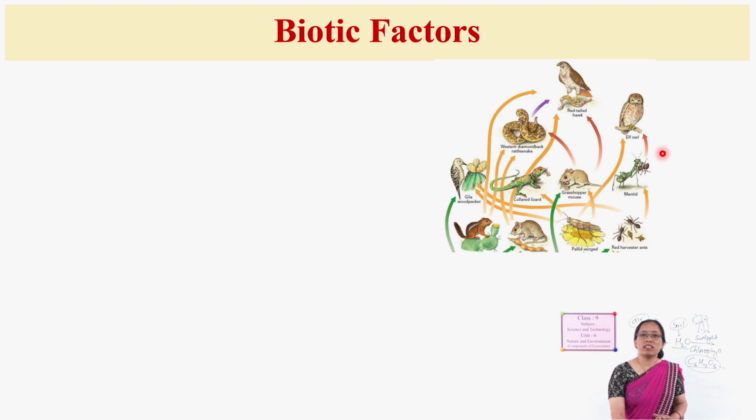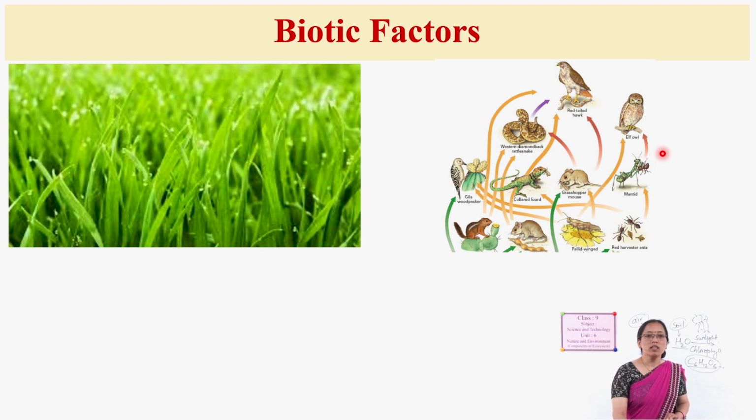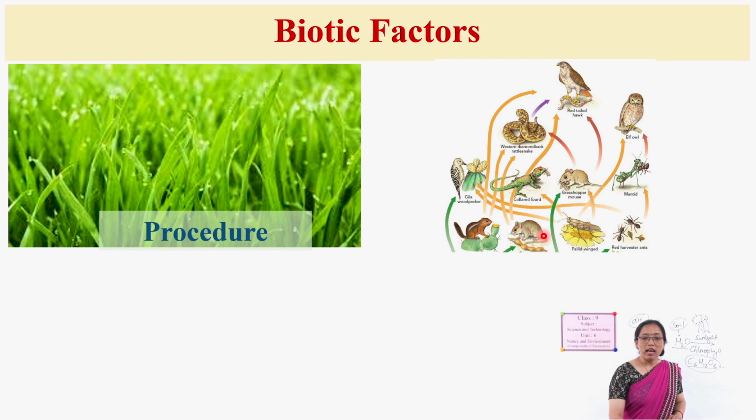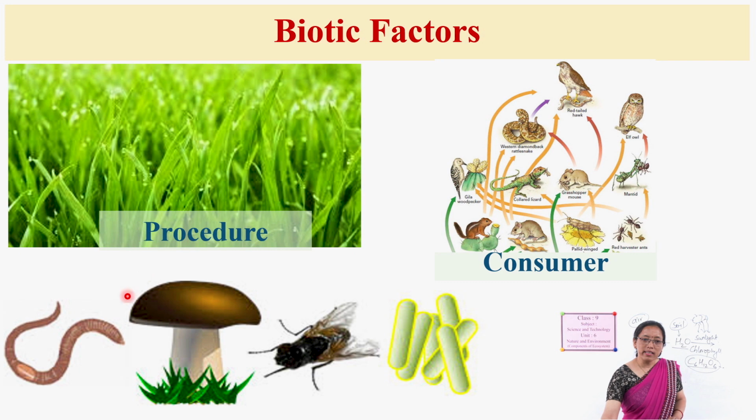Next, biotic factors. I have already discussed so many things about the biotic factors. These are the green plants, which we call producers, and these are the animals present in an ecosystem, called consumers, which consume the food prepared by the plants. And these are the decomposers, which are present in the aquatic as well as land ecosystem.